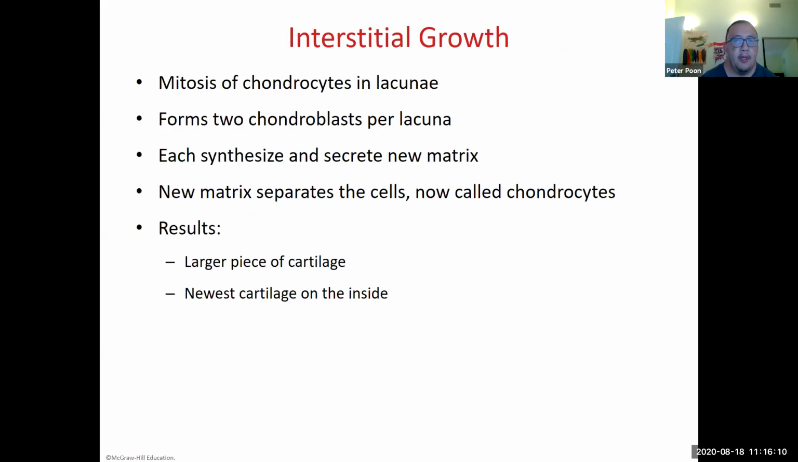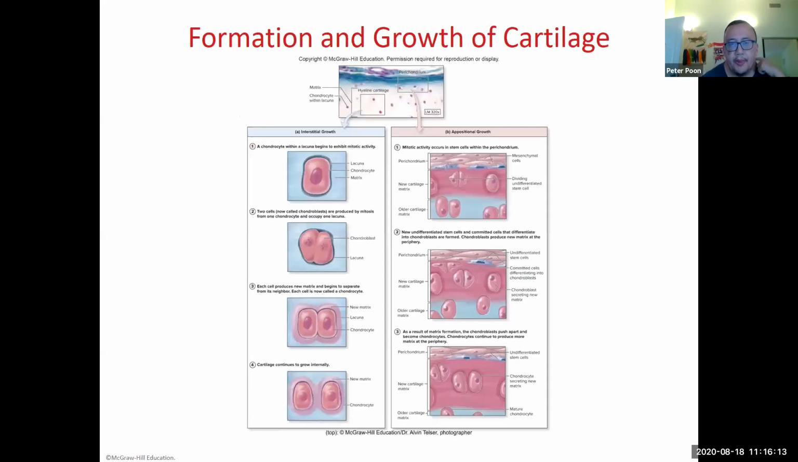Okay, interstitial growth. So this picture explains those 2 terms. Interstitial growth is from within cartilage. So you have 1 cell dividing into 2, and when it eventually divides into 2, it pushes the cartilage apart. So the newest cells are actually on the inside. Appositional growth is growing from the perichondrium. So the newest cartilage is coming from the surface. So the newest cartilage is on the outside. Okay, so those are the 2 growth types of cartilage.